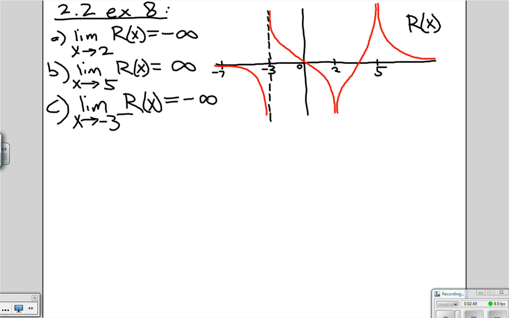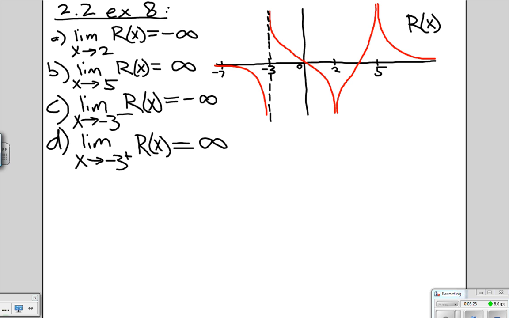All right, let's see what part D says. Part D is looking for the limit as x approaches negative 3 from the right. Once again, here's x equals negative 3. Coming from the right is this red curve. And it looks like as we approach negative 3, it goes up towards positive infinity. That section of the curve is the only one we care about, so we just write down that answer.